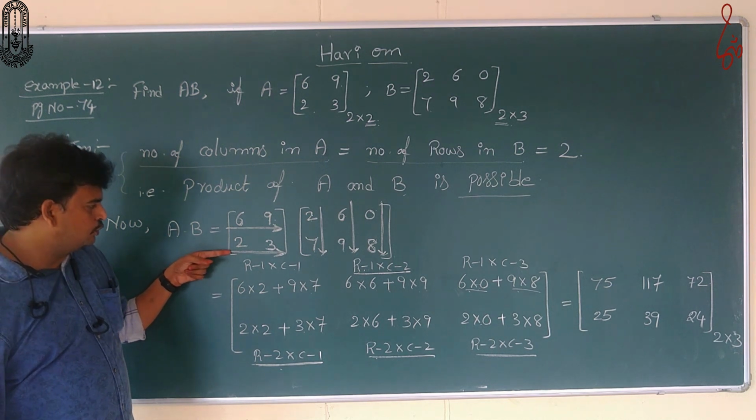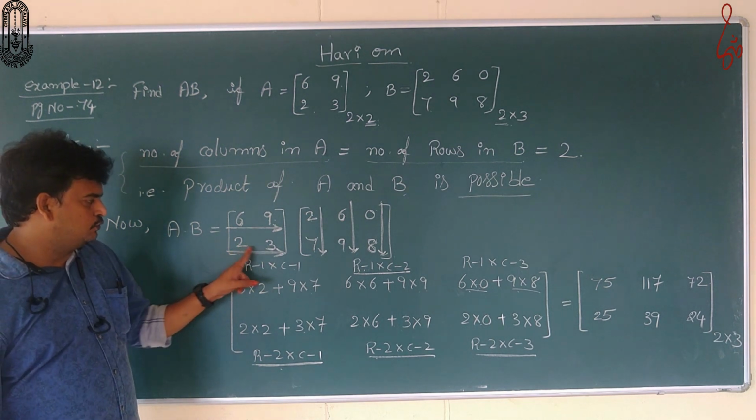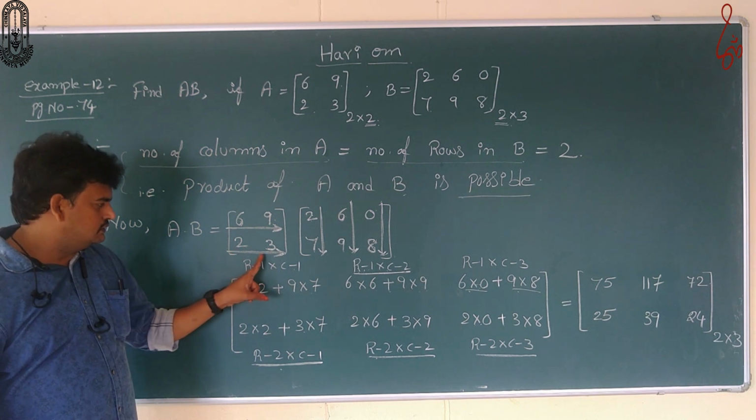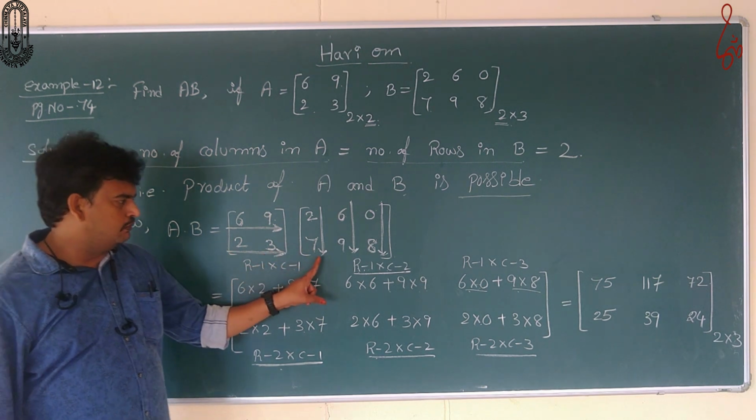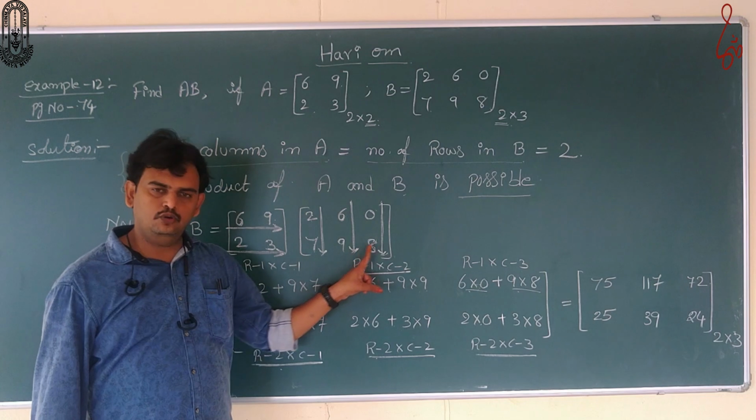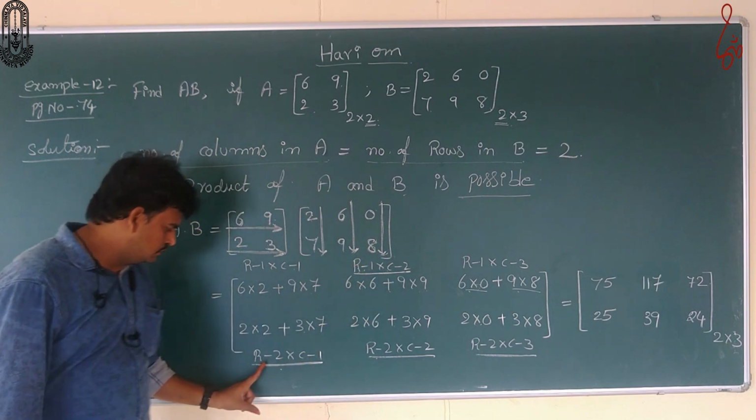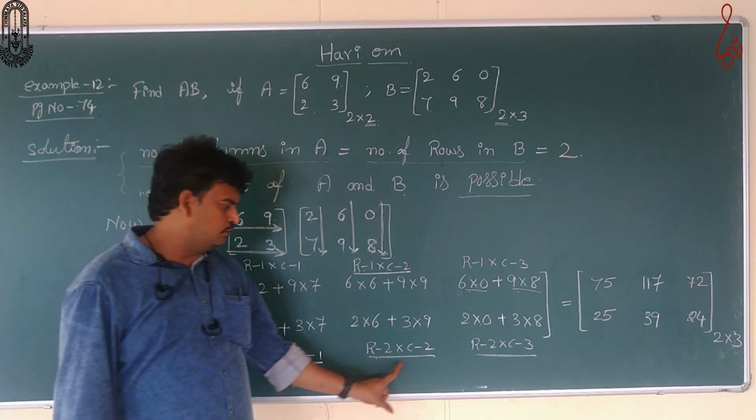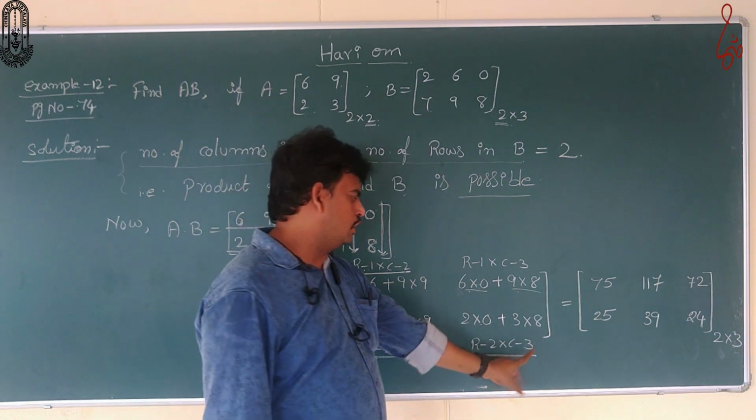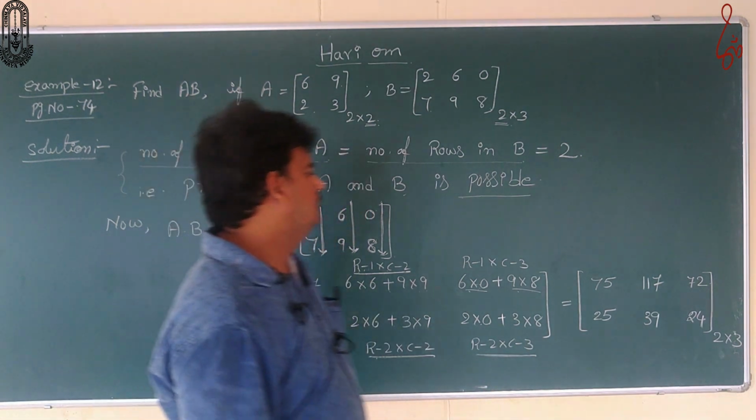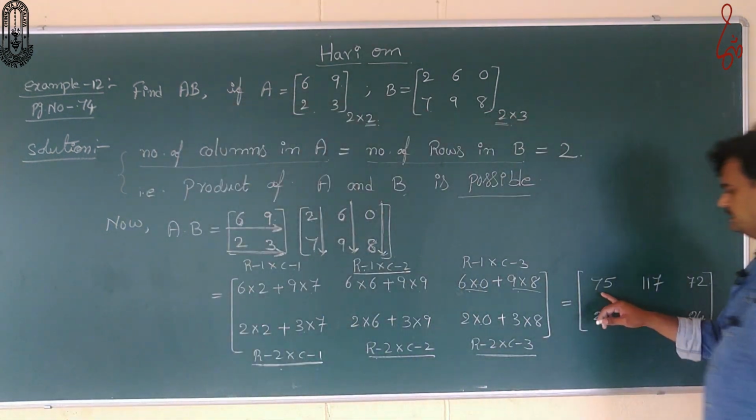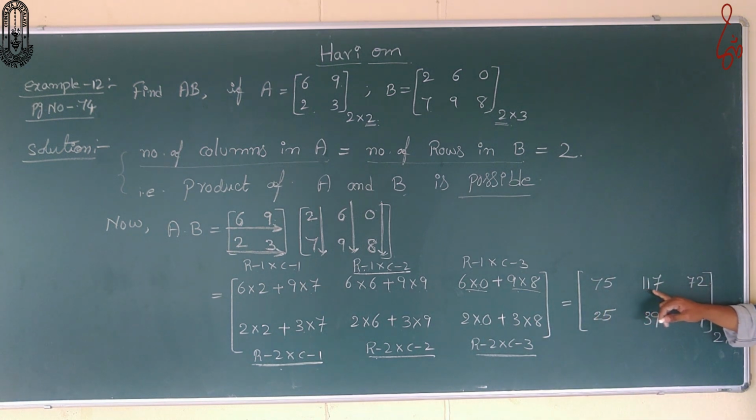Now here we have row 2, 2 and 3, 2 elements we have. Again with the second row, we are going to multiply column 1, column 2 and column 3 elements. So row 2 into column 1, row 2 into column 2, row 2 into column 3. Finally, we have the resultant matrix: 75, 117, 72, 25, 39 and 24. The order of the resultant matrix is 2 by 3.